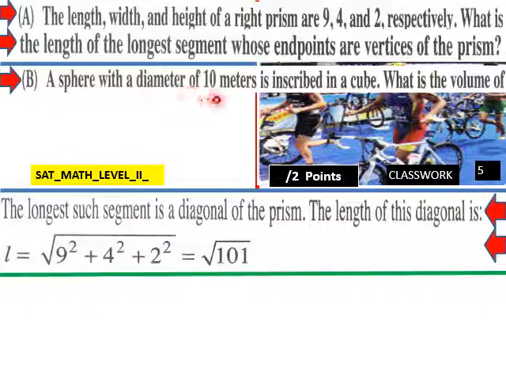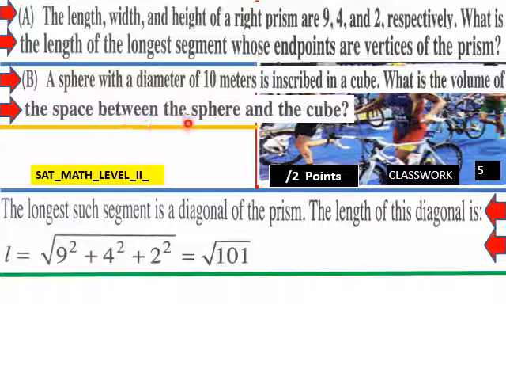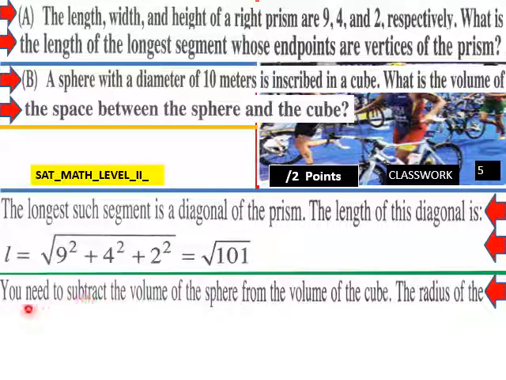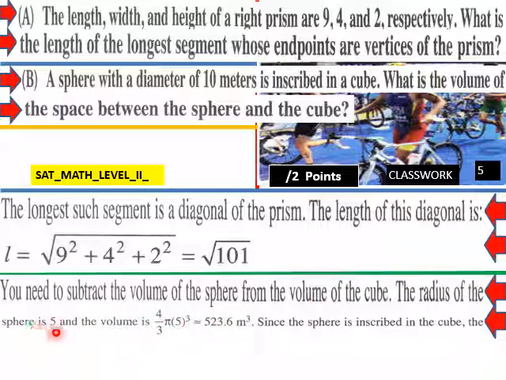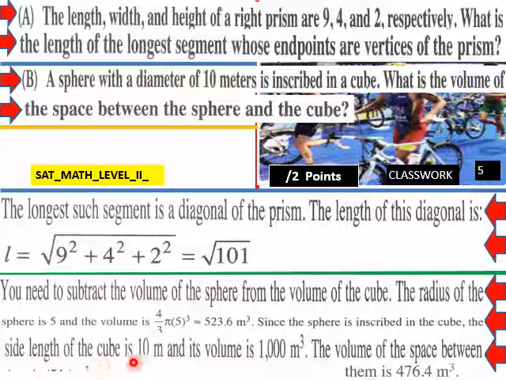B, a sphere of a diameter of 10 meters is inscribed in a cube. What is the volume of the space between the sphere and the cube? So you need to subtract the volume of the sphere from the volume of the cube. The radius of the sphere is 5 and the volume is 4/3 pi, 5 cubed, which equals 523.6 cubic meters. Since the sphere is inscribed in the cube, the side length of the cube is 10 meters and its volume is 1,000 cubic meters. The volume of the space between them would be 476.4 cubic meters.